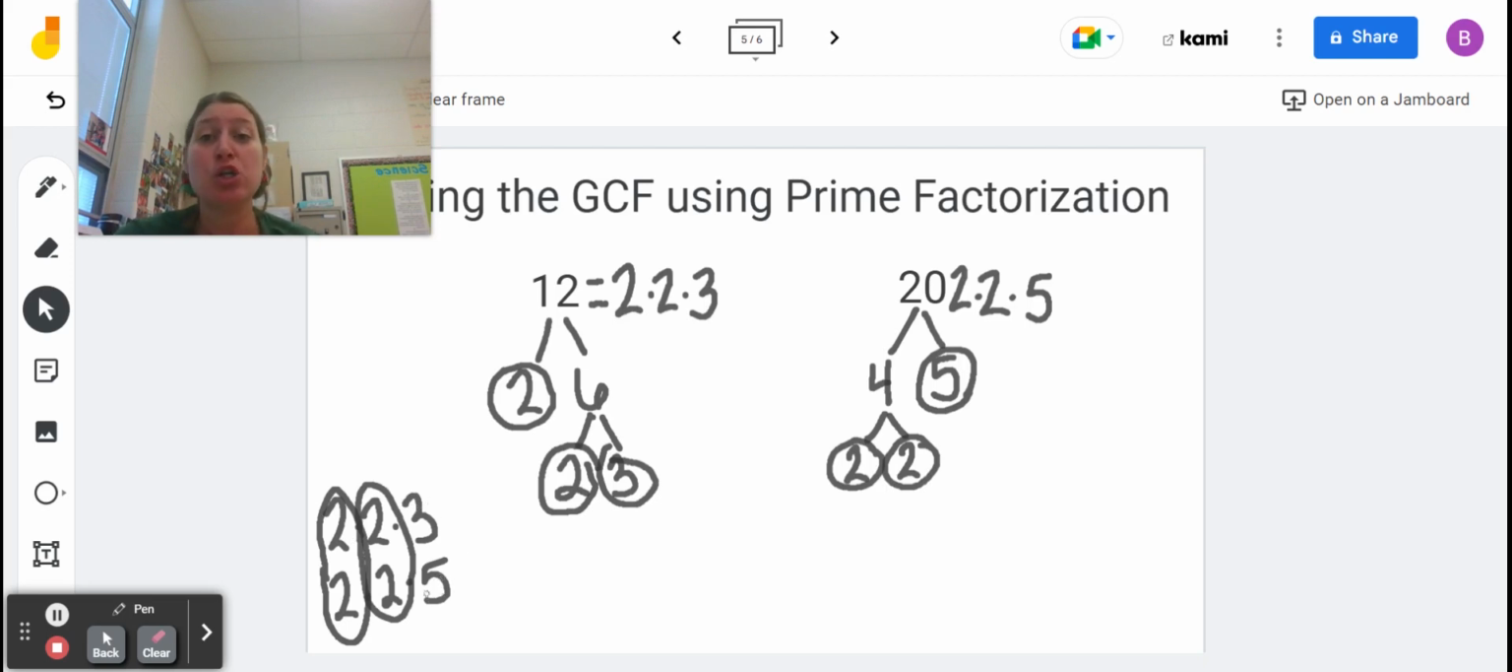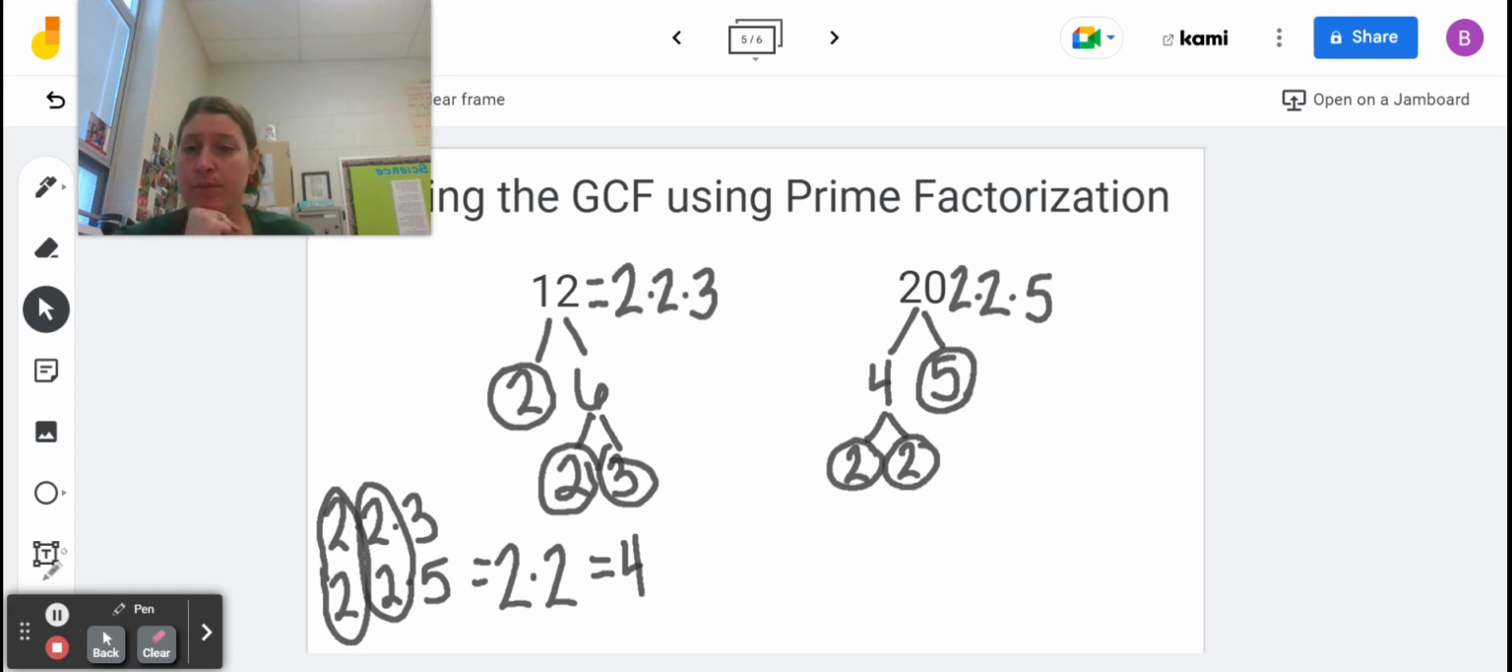Now I'm going to only use one number from each circled group. So I have a 2 here, so I'm going to have 2. And I have a 2 from this group. I'm not using all the 2s I am circling. They are a pair now. I'm only choosing one number from each pair that I circled. So I have 1 2 for this group and 1 2 for this group. So I would multiply 2 times 2 together. So my greatest common factor of 12 and 20 is going to be 4.